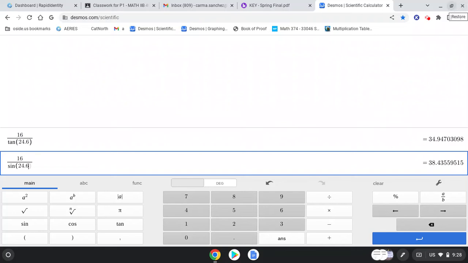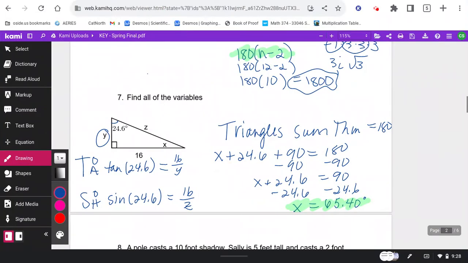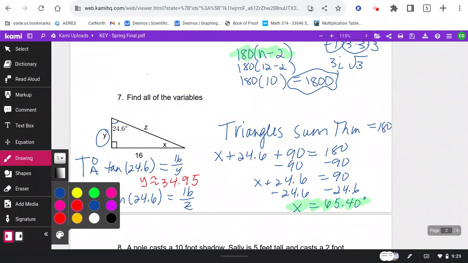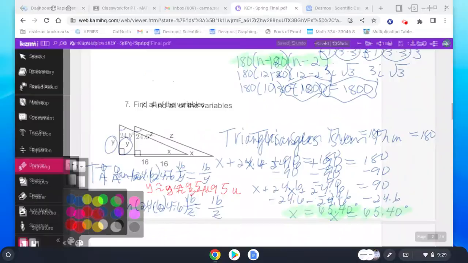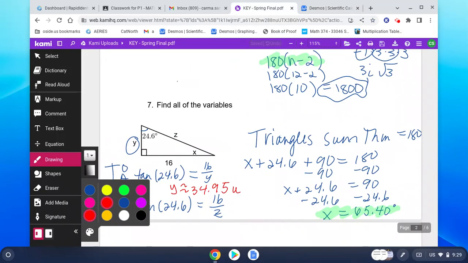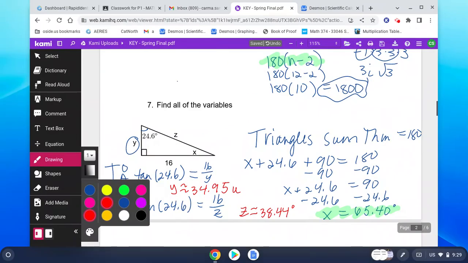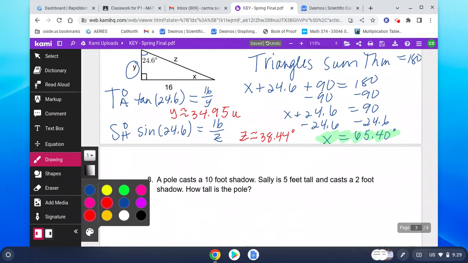So 34.95. Now this is units because it doesn't say feet or anything else. And then the second one, 38.44. Okay, so to find a side, we used trig.